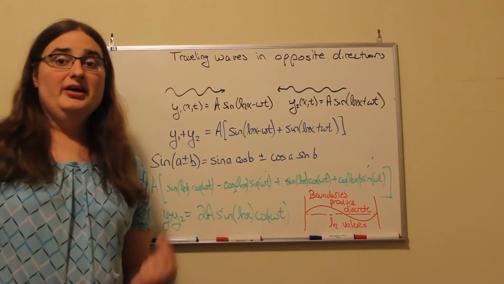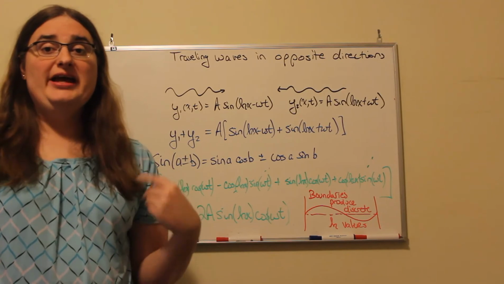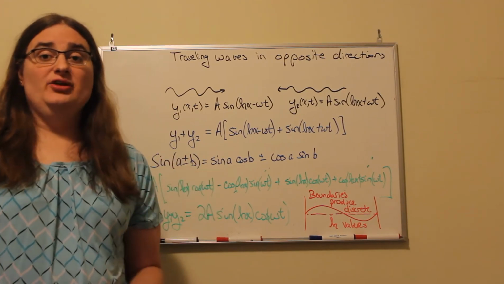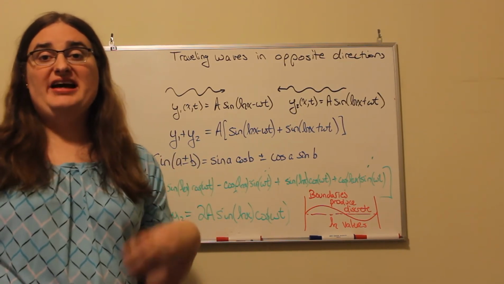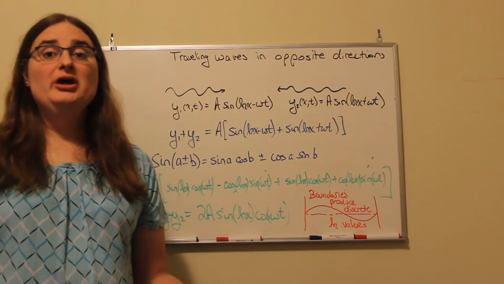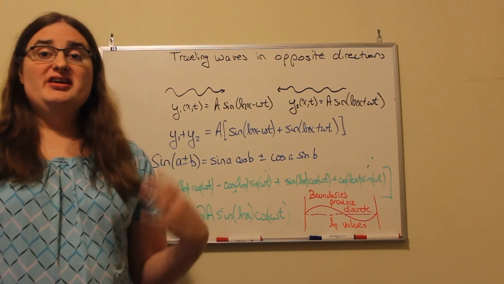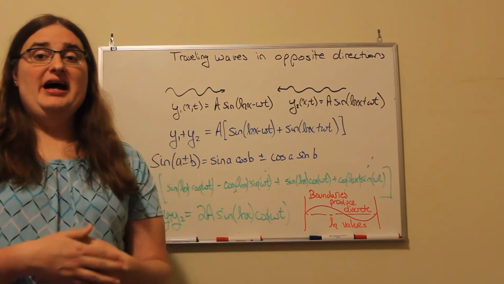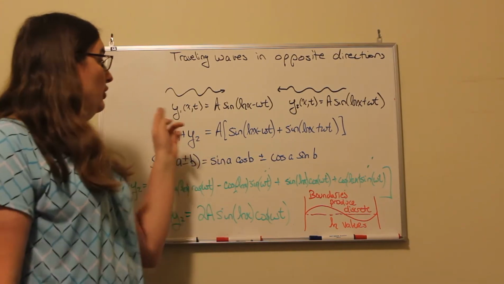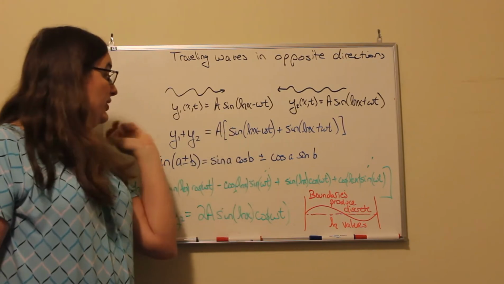Hi, I want to talk about what happens when we have opposing traveling waves. Two traveling waves that have exactly the same amplitude, same wavelength, same frequency, but they happen to be traveling in opposite directions.